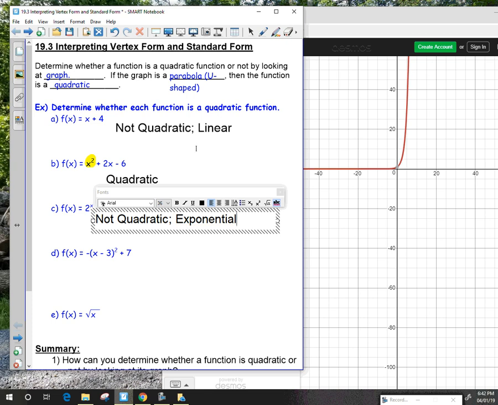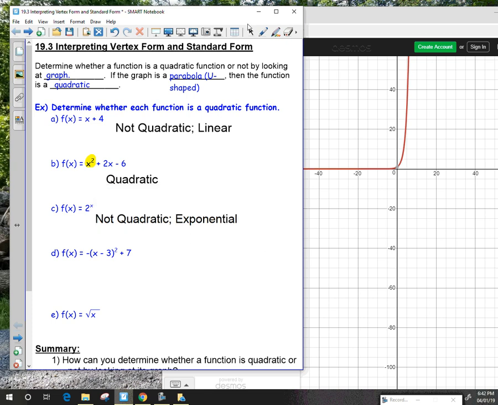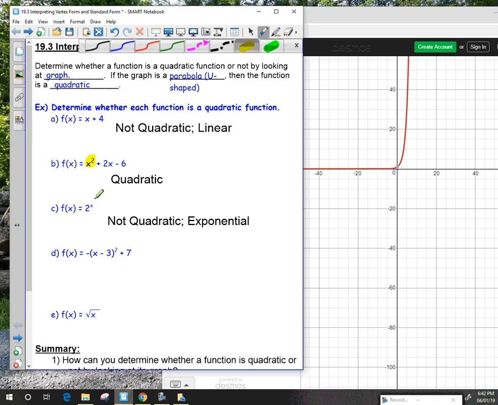I know the directions don't say what type it is, but as we're coming up on the state test and getting closer and closer to the end of the quadratics unit, being able to recognize linear versus quadratic versus exponential is a big part of Algebra 1. And the reason this one is an exponential is because my variable, my x, is the exponent. That's what makes it an exponential function.